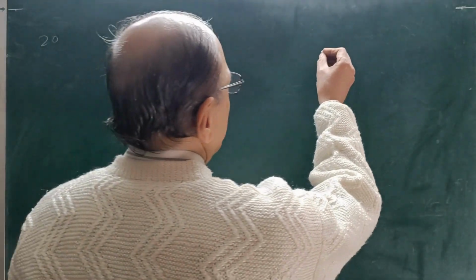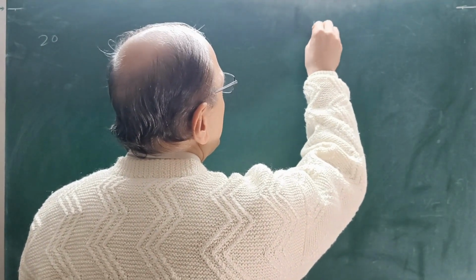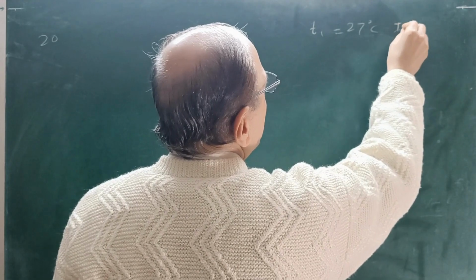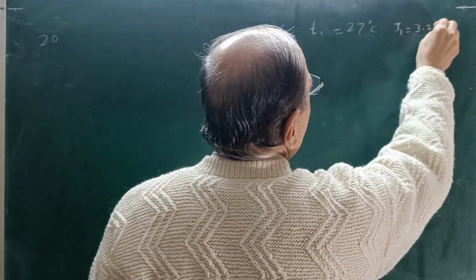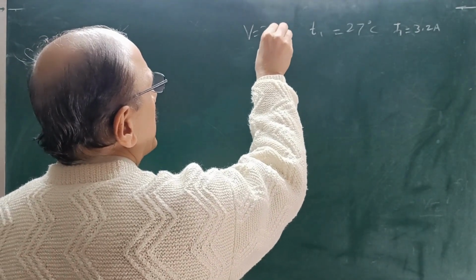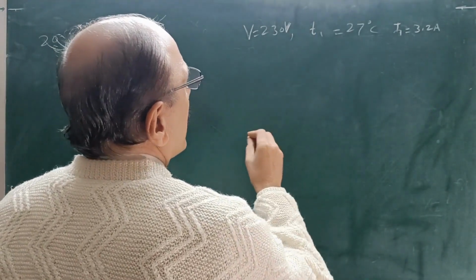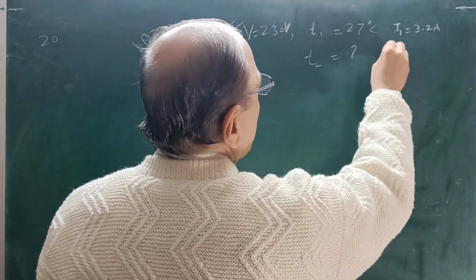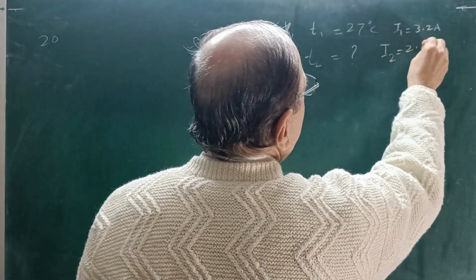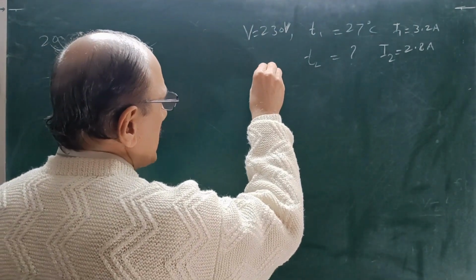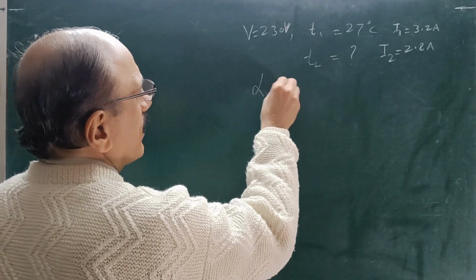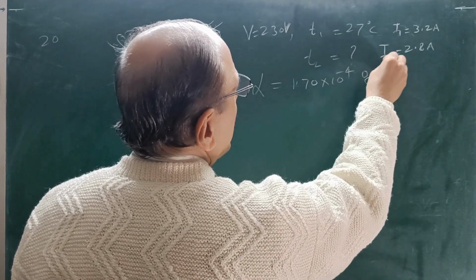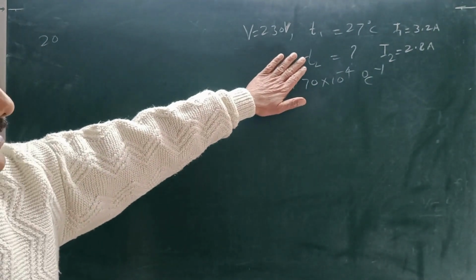So in this case, this T1 is 27 degrees Celsius and the current I1 is 3.2 ampere. The voltage is 230 volt. When the temperature is T2, that we have to find, that time the current I2 is 2.8 ampere, and the temperature coefficient of resistance alpha is 1.70 into 10 to the power minus 4 per degree Celsius. We have to find this T2.